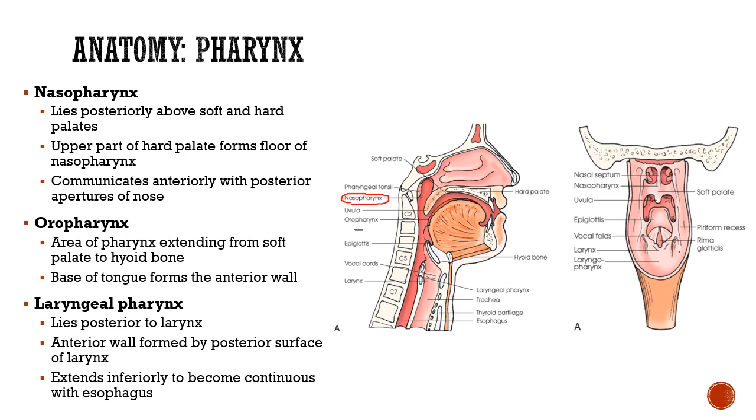The oropharynx is located behind the mouth; oro means mouth. It's the area of the pharynx extending from the soft palate to the hyoid bone. And the base of the tongue forms the anterior wall.